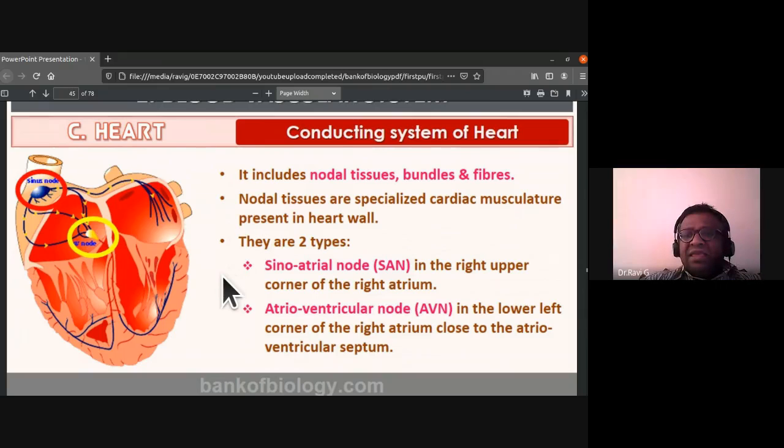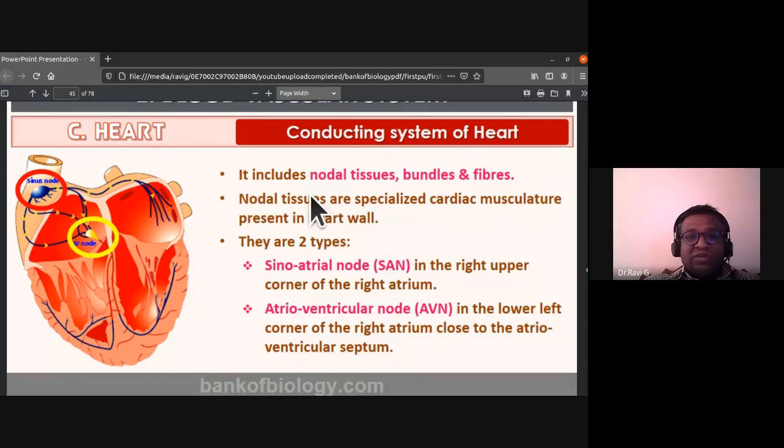After understanding the VS of the heart, the vertical section of the heart, next we'll go for the conducting system of the heart, the origin and conduction of impulses in the heart. The heart is myogenic, that is, it is muscular in nature. It is controlled by the muscles and is not neurogenic. There is an origin and conduction of impulses that we are going to study. This includes the conducting system of the heart, which includes nodal tissues, bundles, and fibers.